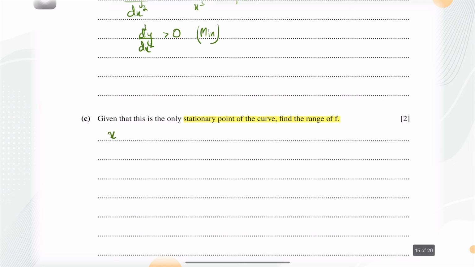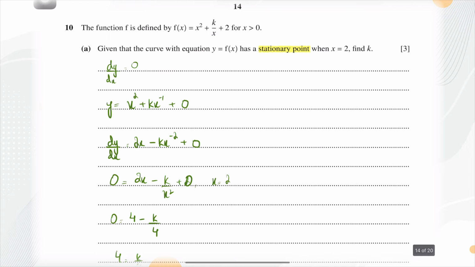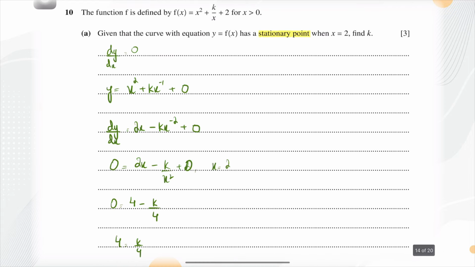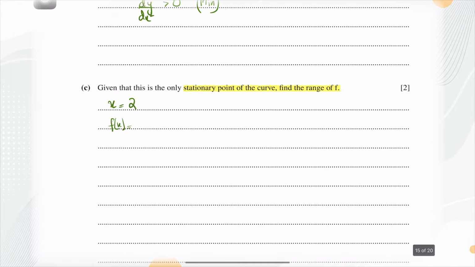Perfect. So we know that the minimum point occurs when x equals 2. And now that we've worked out the value of k, f of x is going to be x squared plus 16 upon x plus 2. So we'll work out f of 2. That would be 2 squared plus 16 upon 2 plus 2. 2 squared is 4, 16 upon 2 is 8, 4 plus 8 is 12, 12 plus 2 is 14. So this 14 is now what? This 14 is the minimum point.